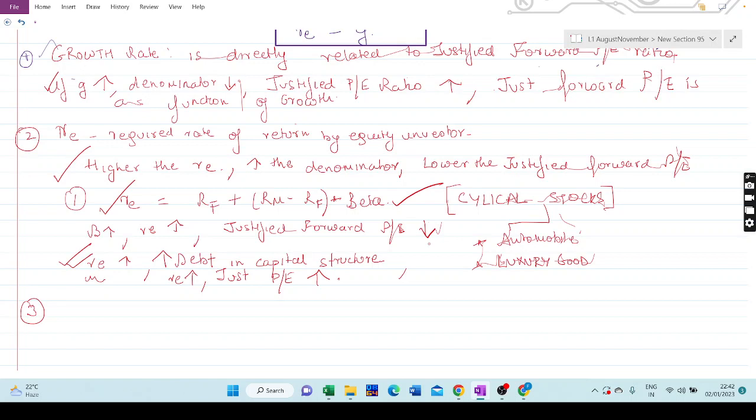Okay, last is dividend. Now, please note down: the effect of dividend payout on PE ratio is ambiguous.